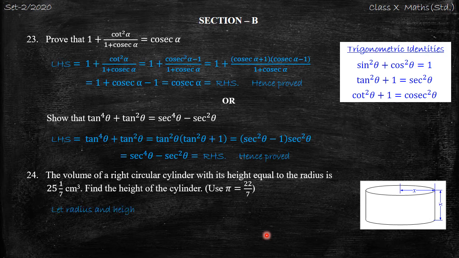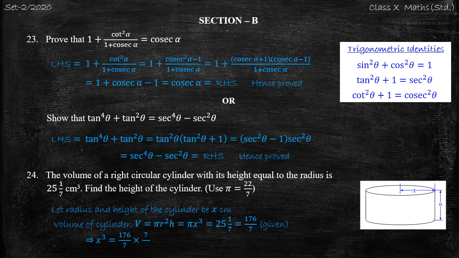Okay, let radius and height be x. So as we know, the volume of the cylinder is pi r square h, right? So here r and h are both x. So equate it to the given volume, and you will find x equal to 2 centimeter. The height of the cylinder is 2 centimeter.